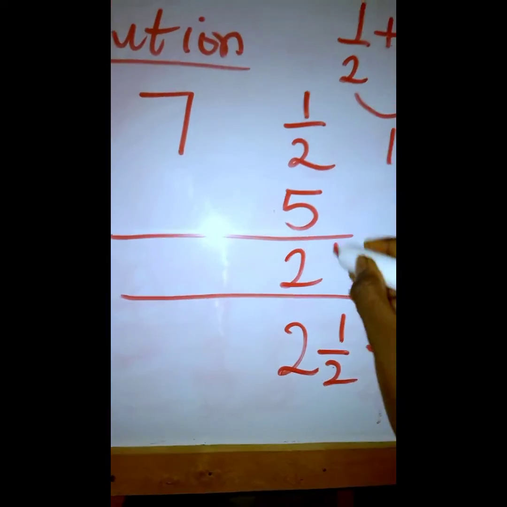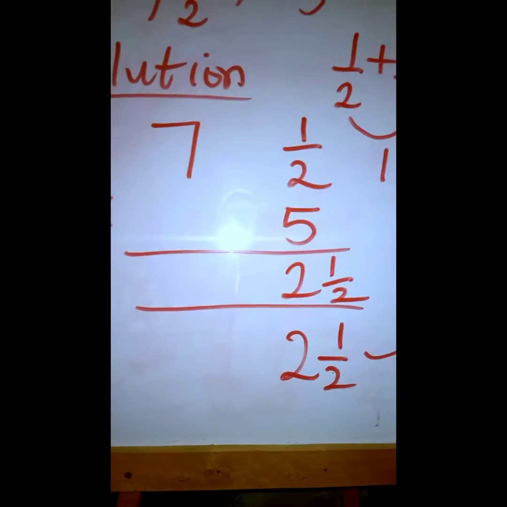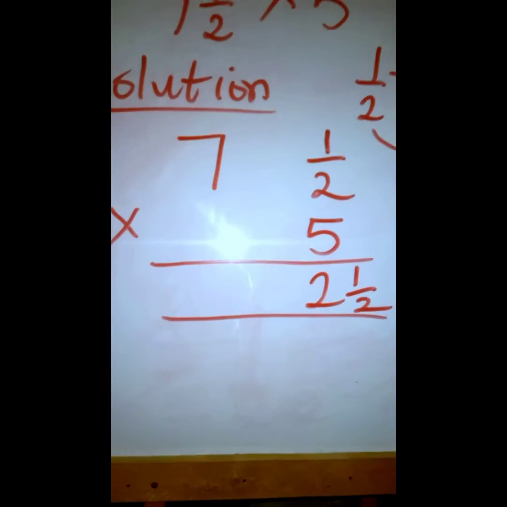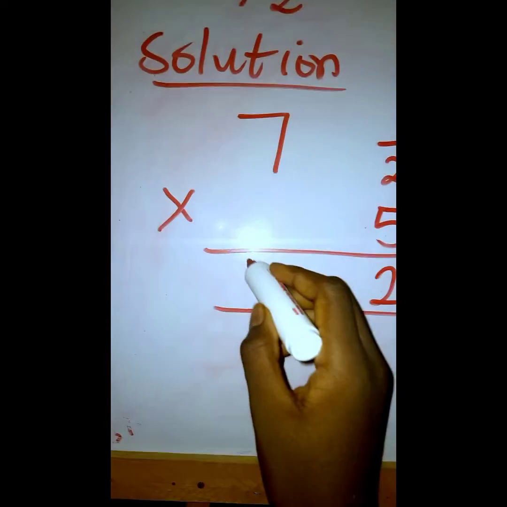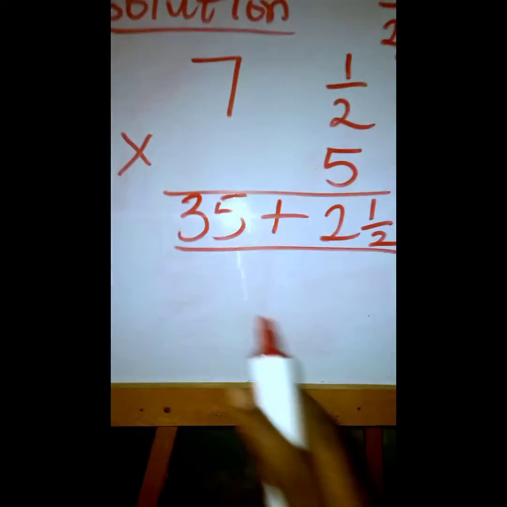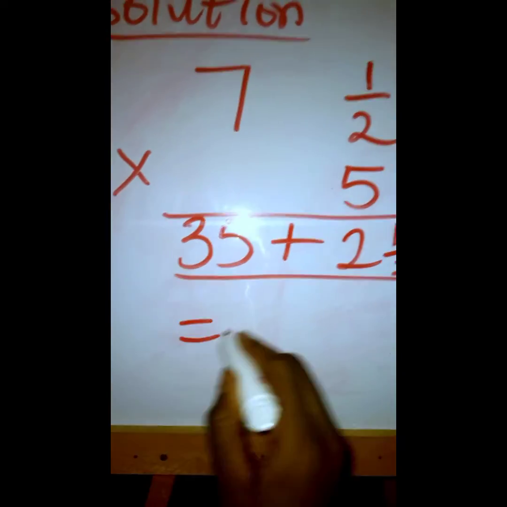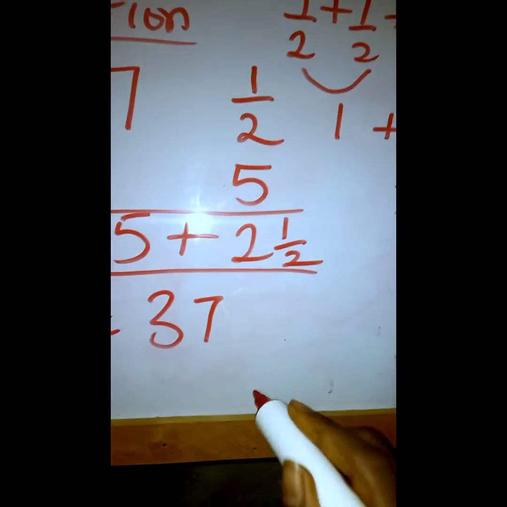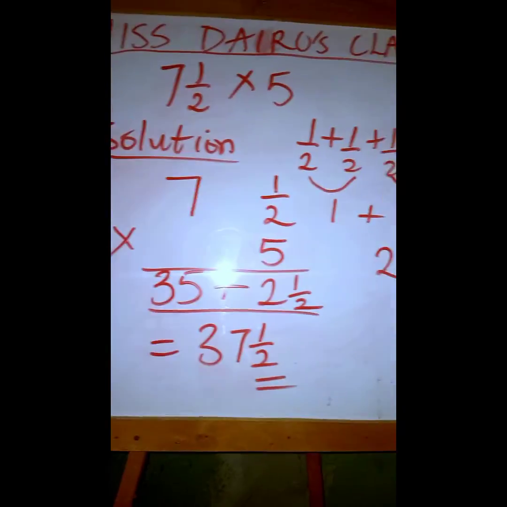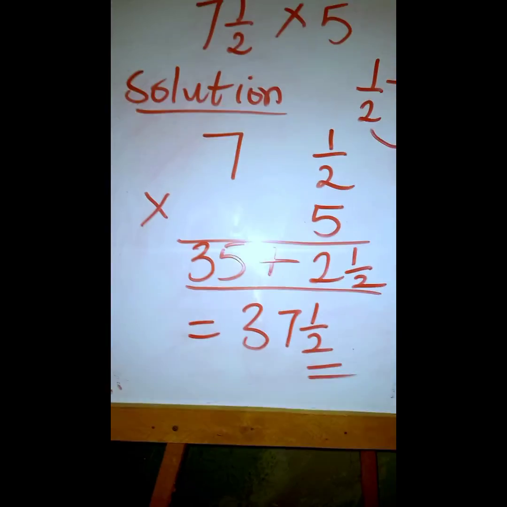So you are bringing our 2.5 here. Then we would say 5 multiplied by 7. 5 multiplied by 7 is 35. And you add it together. So 35 plus 2, that's 37, and we bring in a half. Short and simple and very easy to understand.